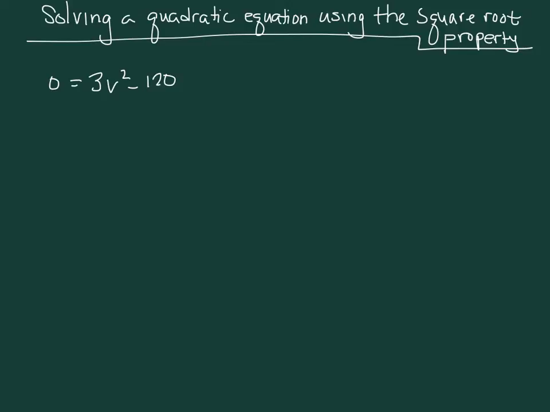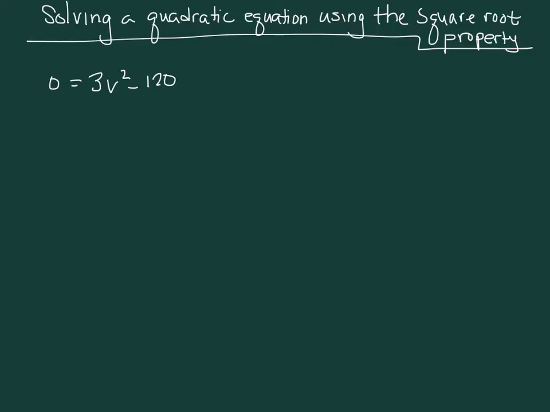Okay, so we're going to solve a quadratic equation using the square root property. The square root property is just simply the fact that when you square root something, it has to be both positive and negative, okay? Because when you square it, a negative times a negative is a positive, and a positive times a positive is also a positive. All right, so I'm just verbally mentioning that.